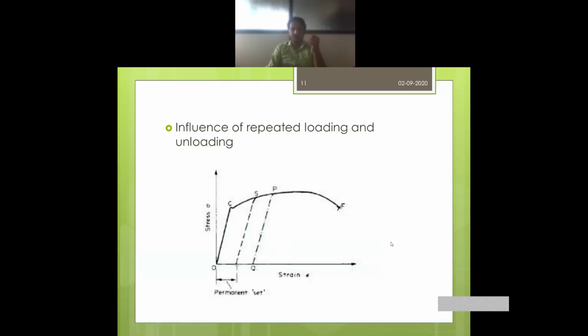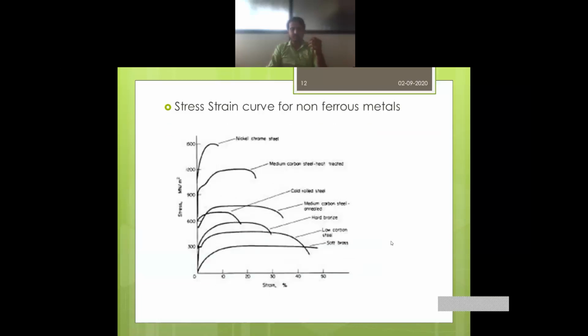Then we shall move on to the next concept. Previously we considered ferrous materials, that is, iron materials. In iron materials, what was happening? It was reaching the yield point, then the ultimate load point, and then if we increase the load further, it is going to fail. This yield point and ultimate load point are different for different materials.